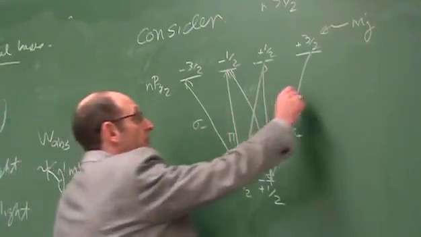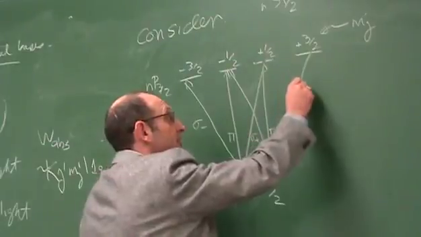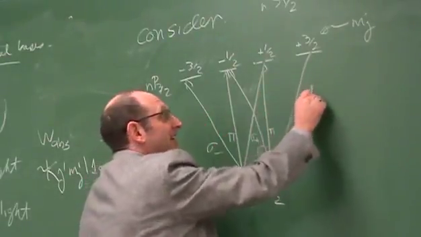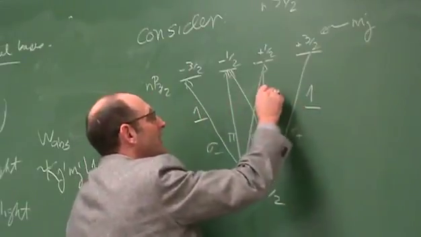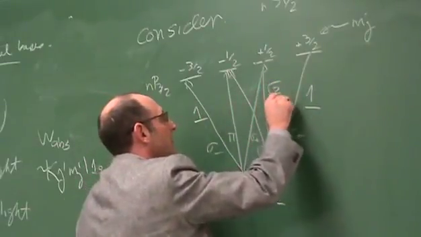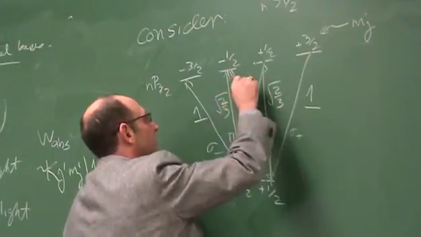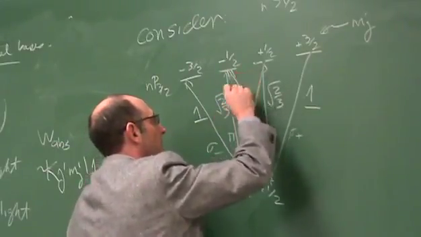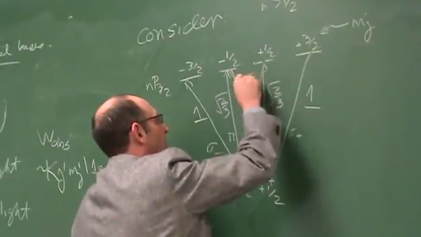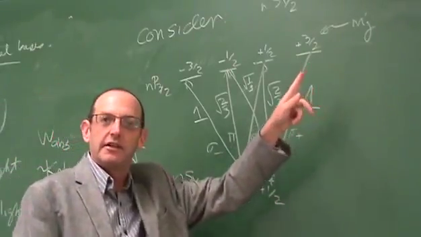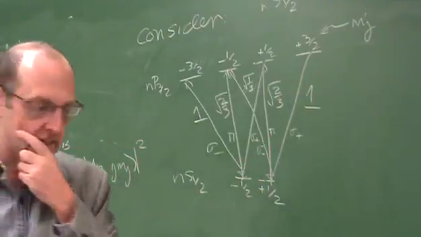These Clebsch-Gordan coefficients I happen to know because they're famous, and we'll talk about them in the theory of laser cooling. This is 1, this is the square root of 2/3, this is the square root of 2/3, and these diagonal ones are both the square root of 1/3. Okay, so those are the Clebsch-Gordan coefficients associated with those transitions.